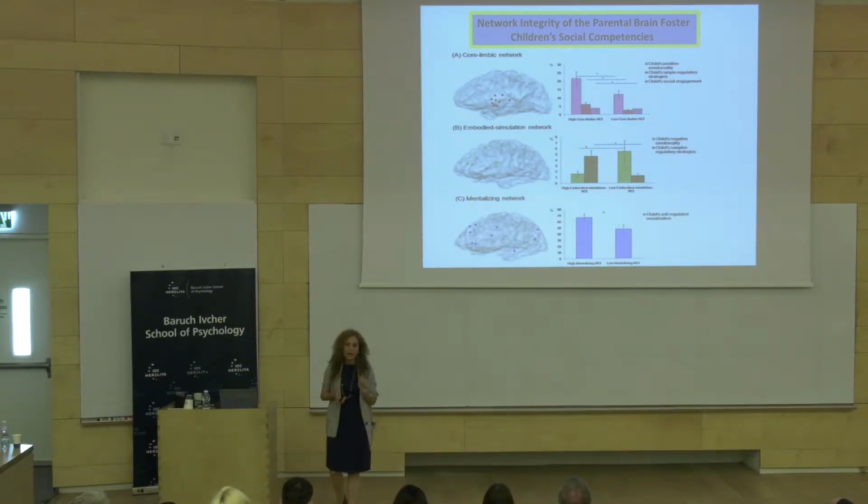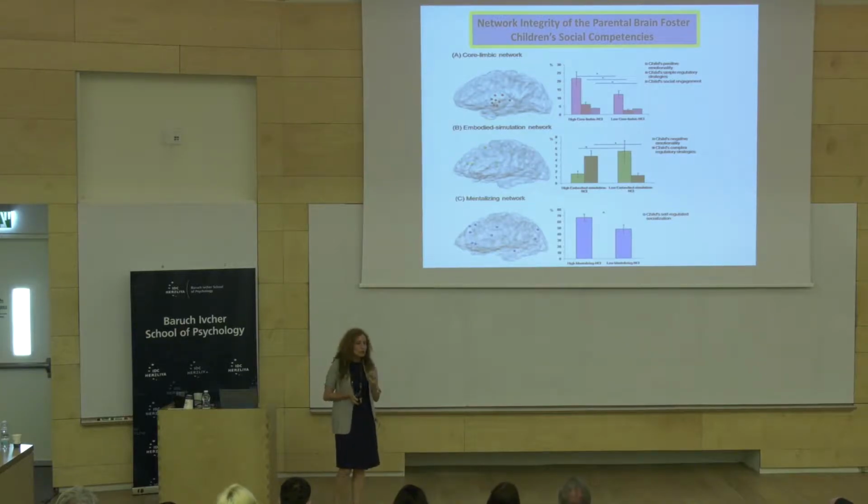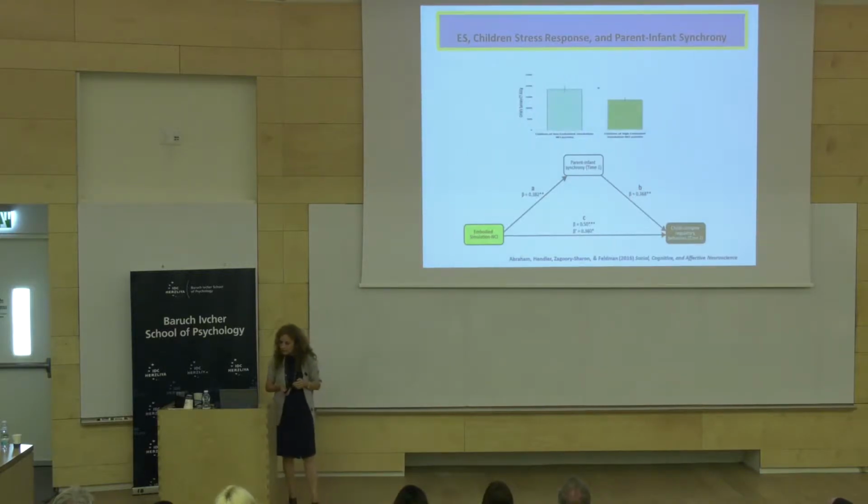Embodied simulation: parents who had greater connectivity of the embodied simulation network had children who were better able to use complex regulatory mechanisms to regulate moments of intense negative arousal, moments of fear. Like they used attention diversion or symbolic play. They didn't cry or decompose, but they used more complex mechanisms to regulate negative emotion. And parents who had greater connectivity of the mentalizing network had children who were better socialized.